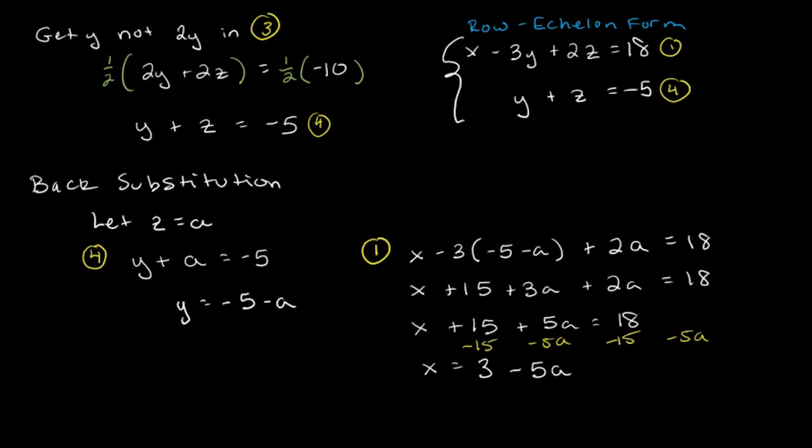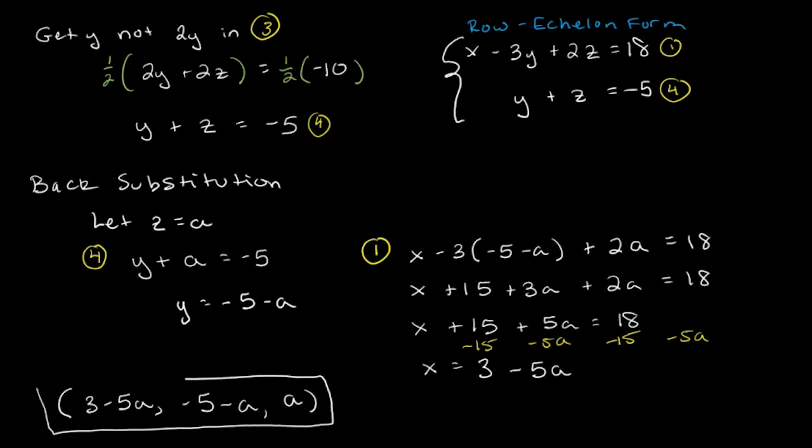Now, when we write our answer, it's going to be an ordered triple. You start with your x, which is 3 minus 5a, then your y, which is negative 5 minus a, and then your z, which we called a. So there are infinite solutions, but this describes how you find your x, y, and z. You pick a number for your z, and then you plug it in, and you can get the other ones.